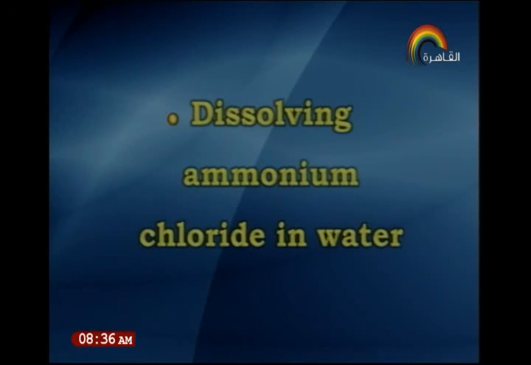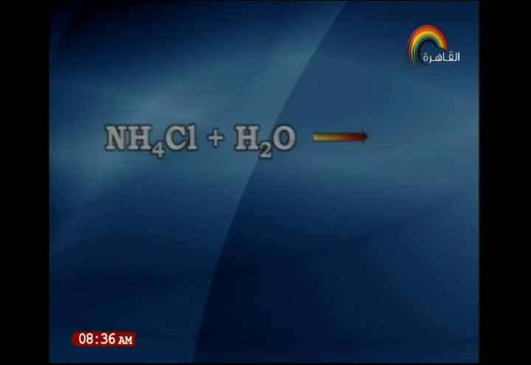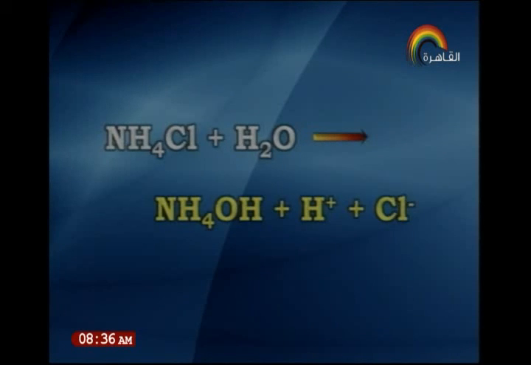Next point, dissolving ammonium chloride in water. When ammonium chloride is dissolved in water, it hydrolyzes into ammonium hydroxide and hydrogen ion and chloride ion, as the ammonium hydroxide is weak electrolyte, while hydrochloric acid is strong electrolyte.